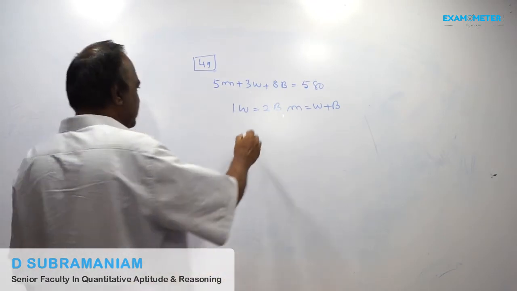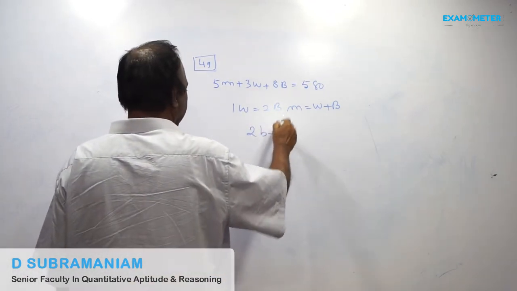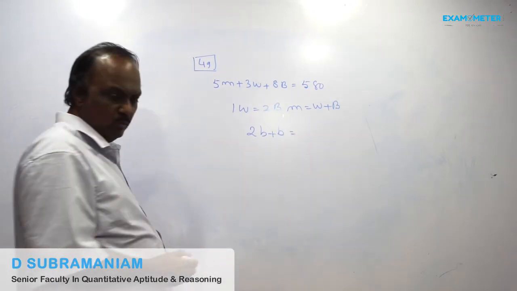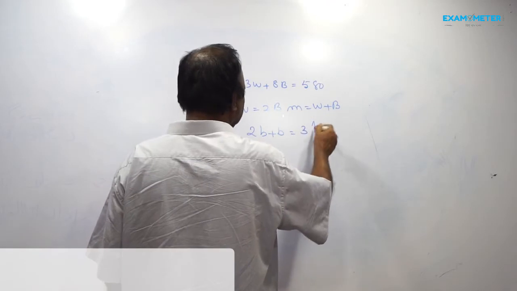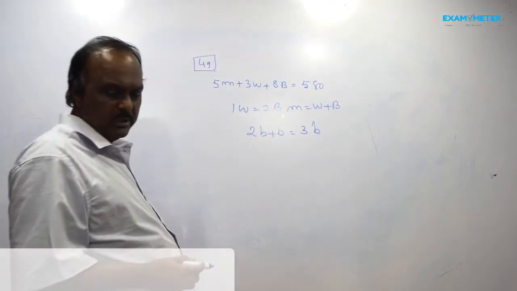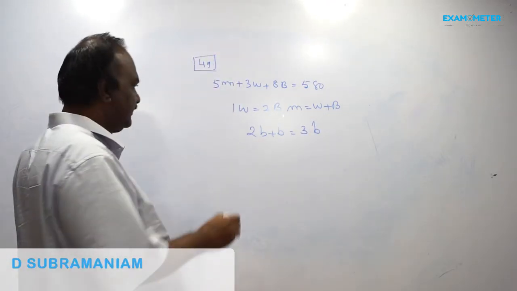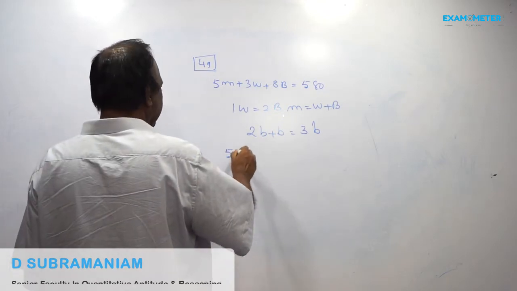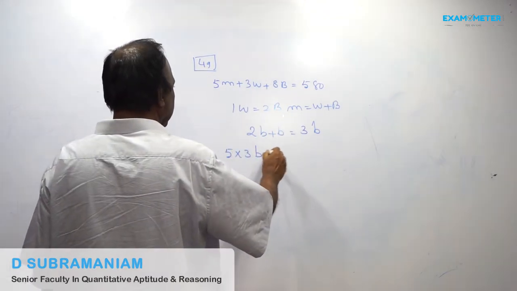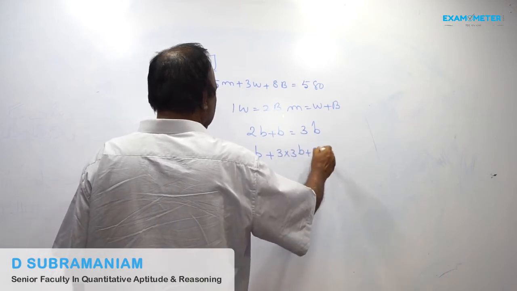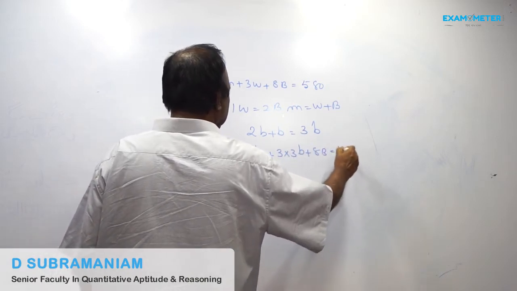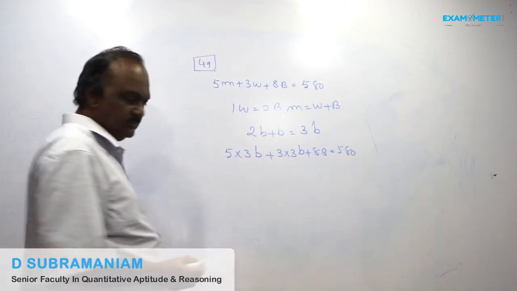So 2b plus b is equal to 3 boys. So the total has become 3 boys. So 5 into 3b plus 3 into 2b plus 8b is equal to 580.